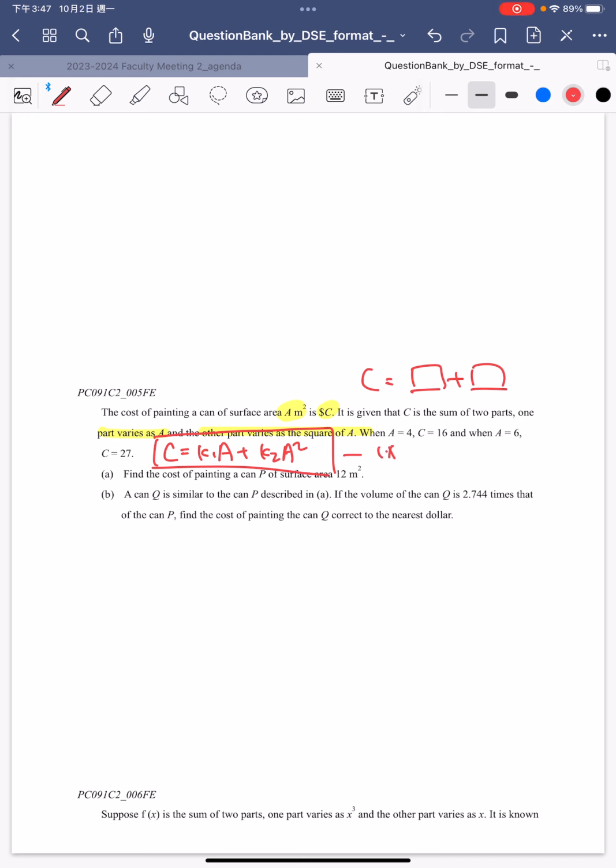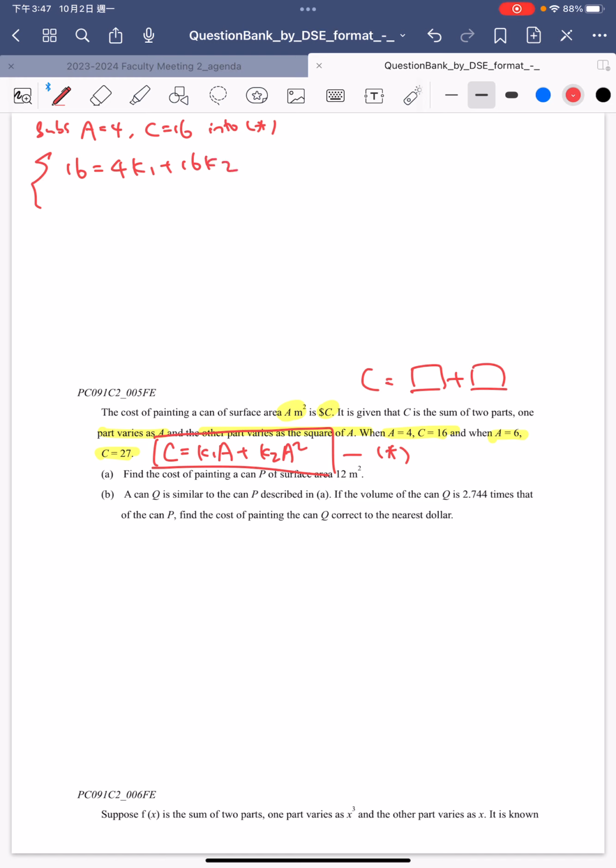We call that star. So now we have two conditions: A is equal to 4, C is equal to 16, together with A is equal to 6, and C is equal to 27. So again, we're doing the same thing again and again. We can substitute A is equal to 4, C is equal to 16 into the star. Then we have 16 is equal to 4K1 plus 4 squared K2. So this is 16K2.